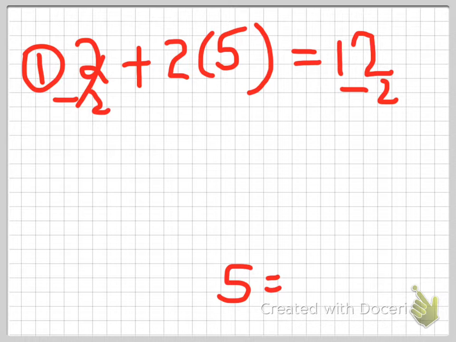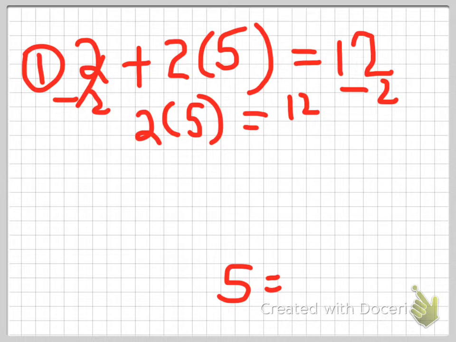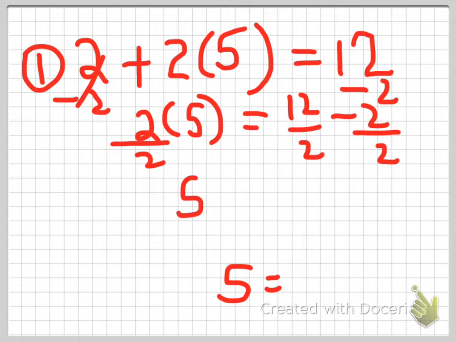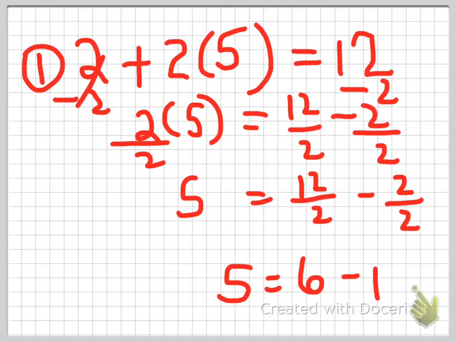0 out the 2. You're left with 2, the coefficient, multiplied times 5 is equal to 12 minus 2 on the right side. Now divide by 2. That's the coefficient of 5. Divide every term by 2. I end up with 5 by itself, and that's equal to 12 divided by 2, subtract 2 divided by 2, which is equal to 6 subtract 1.